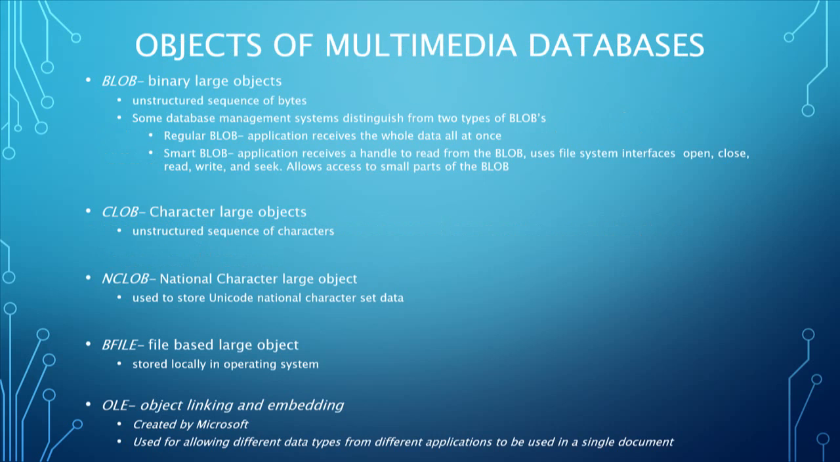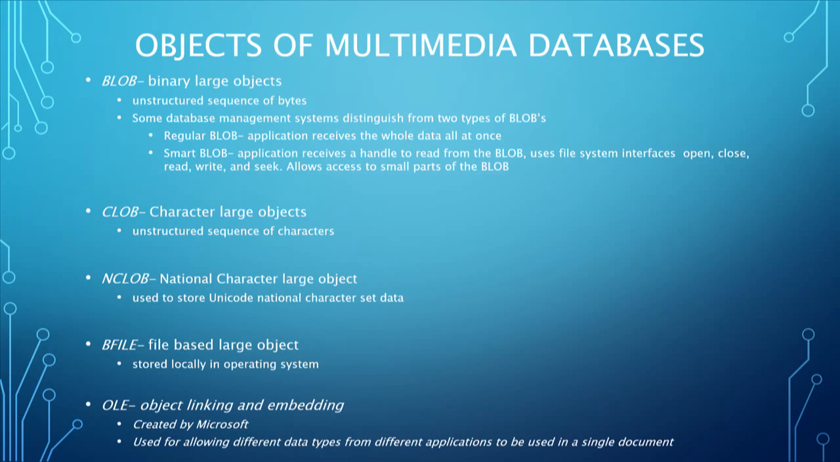Some of the objects of the multimedia databases are a blob, which is just binary large objects, and these are all used in order to store your files. The blob is an unstructured sequence of bytes. Some of the database management systems can distinguish between two blobs, one being a regular and one being a smart. With the regular, your application will receive all the data all at once, versus a smart blob gives you a little handle which allows you to read into the file instead of just pulling the whole thing back, and you can use the open, close, read, write, and seek commands and access small parts of it.